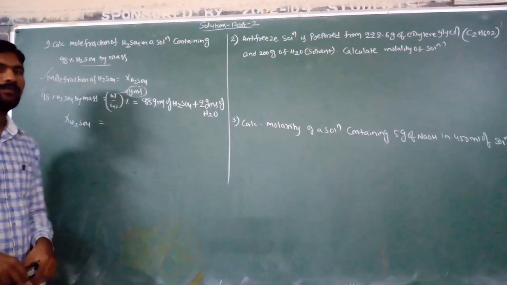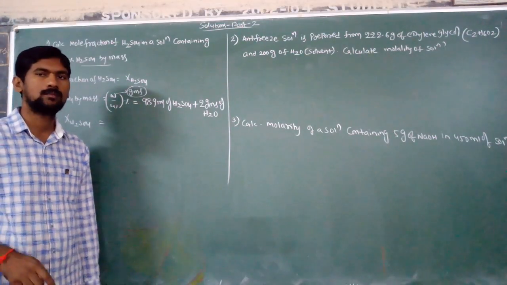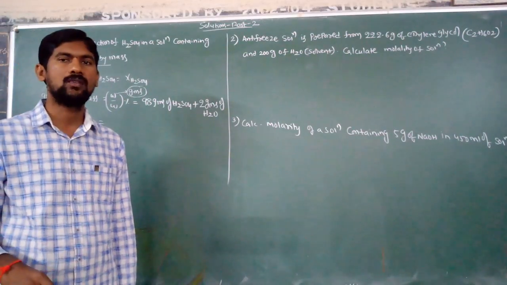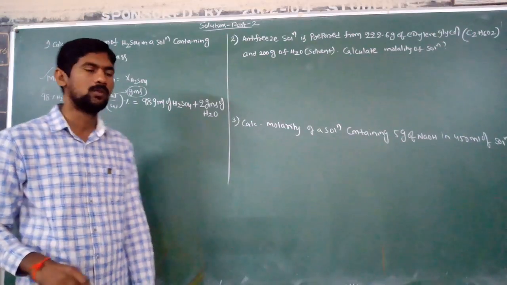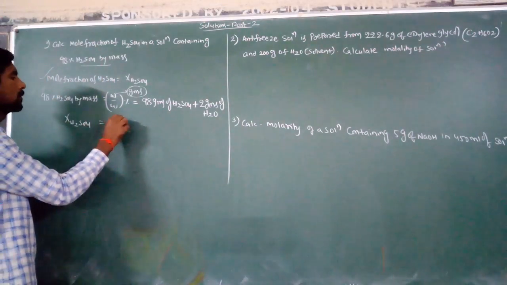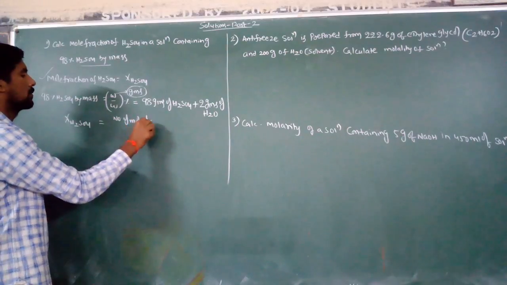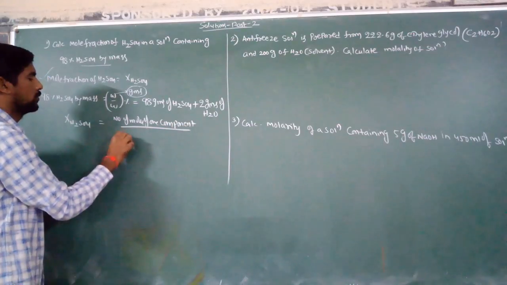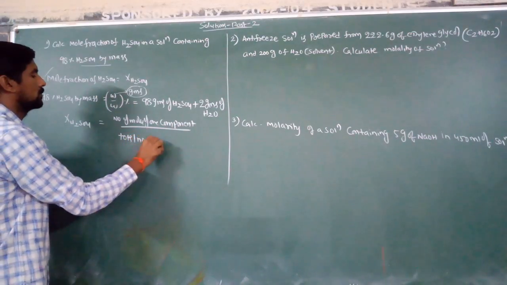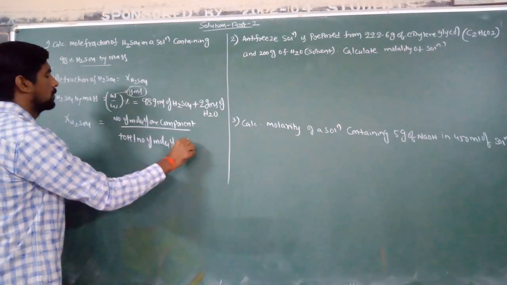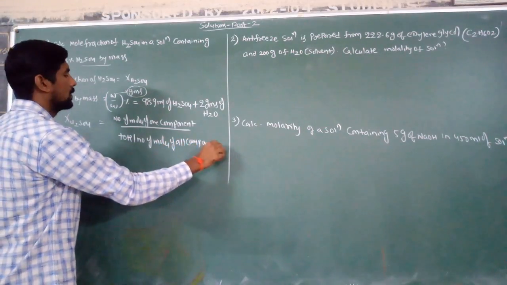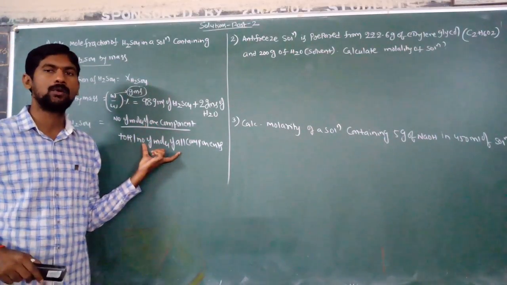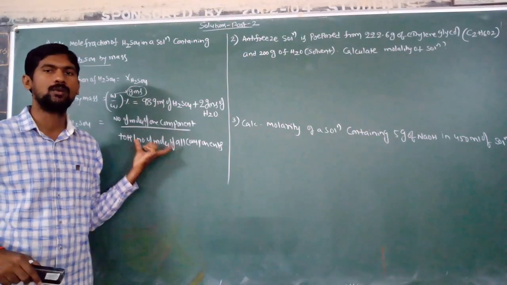What is the formula of mole fraction? Mole fraction is the number of moles of one component divided by the total number of moles of all the components present in the solution. That is the formula of mole fraction.